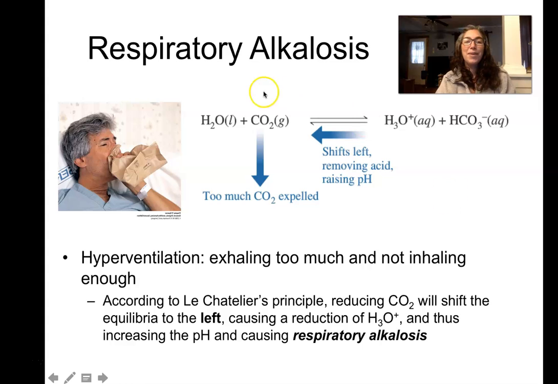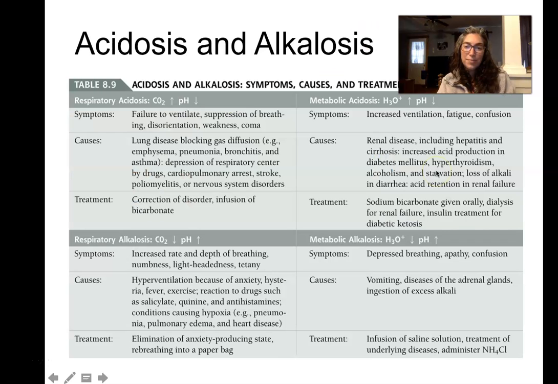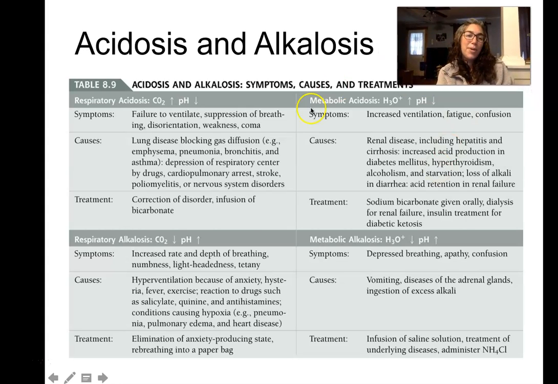So the acidification or alkalinization of the blood that occurs under these different respiratory conditions has everything to do with acid-base chemistry and equilibrium and Le Chatelier's principle all put together. These are some other forms. This is just a table from the book looking at some of the symptoms of these different forms of acidosis and alkalosis. We just talked about respiratory acidosis and alkalosis.